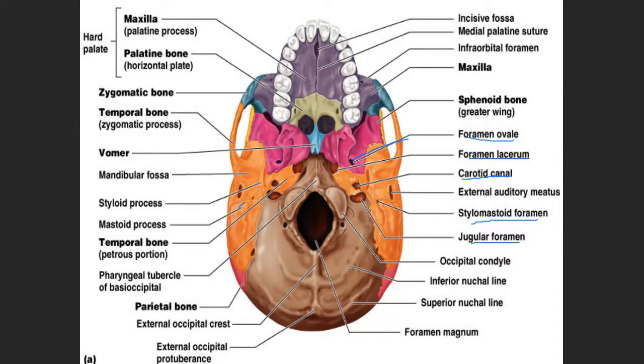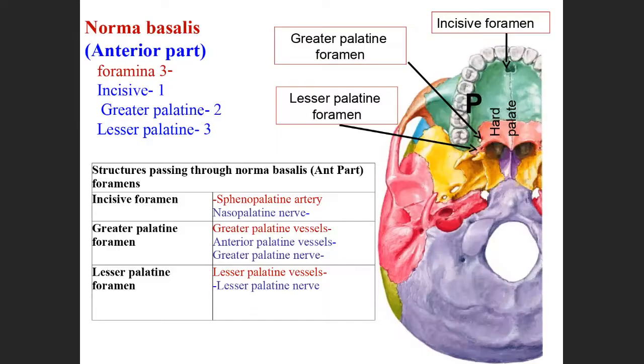Okay, and then just now we heard, what is that? Pharyngeal tubercle. This is the foramen magnum. In front, there is a small elevation that is called the pharyngeal tubercle. Okay, we'll go to the next. Next, I told you about the anterior part. How is the norma basalis divided? It is the anterior, the middle, and the posterior. Okay.